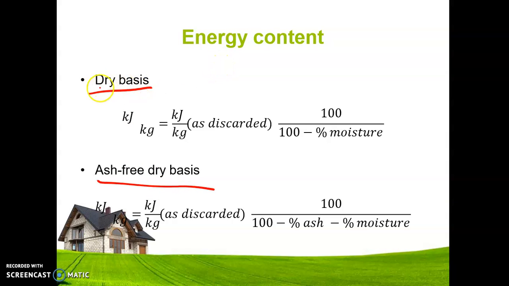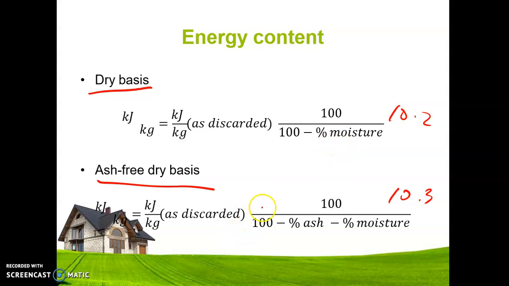Okay, so this is equation 10.2. In your textbook, this one is equation 10.3. Right. So you will find the energy content as discarded times 100% over 100 minus the moisture. So that's why we need to calculate the moisture in the first part of the calculation. Then only you will continue to calculate maybe the density, the volume, and then the energy content, right?